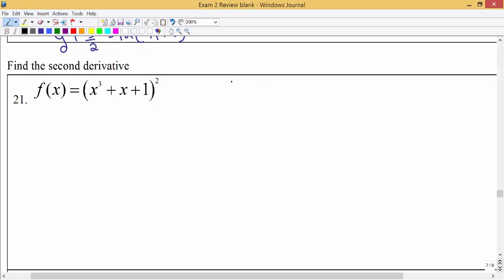For number 21, we're asked to find the second derivative. So we're going to find the first derivative. And to do that, we're going to need to use the chain rule. So we're going to bring the power out to the front.